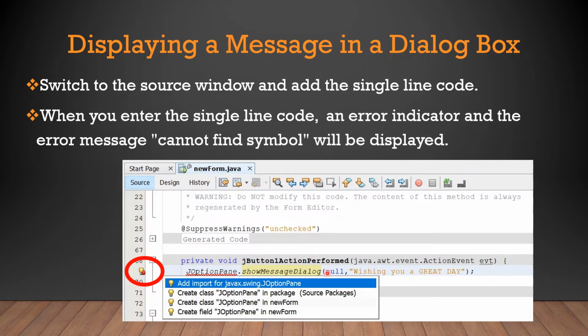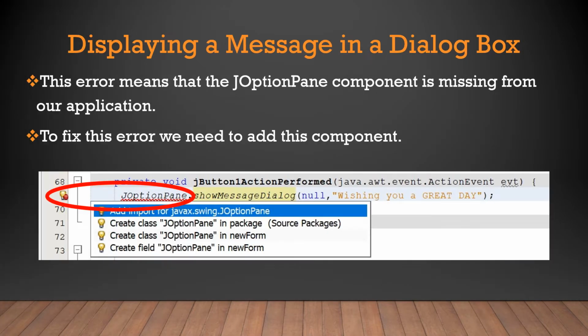Here we have added this single line code, as you can see, and when we have entered it, an error indicator and the error message "cannot find symbol" will be displayed. You can see here the error is being displayed. It is indicated by the symbol, and a few options are displayed here. So this error means that the JOptionPane component is missing from our application. As you can see, in the first part of the coding, we have written JOptionPane, but in the form we have not added any such component. We have only added the button. So this is an error.